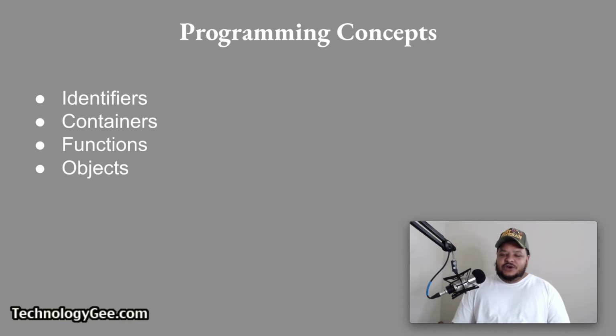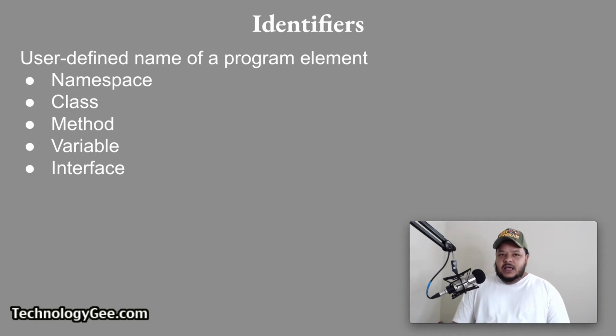And in this video, you will learn about the purpose and use of programming concepts such as identifiers, containers, functions, and objects. Identifiers. An identifier is the user-defined name of a program element. It could be a namespace, class, method, variable, or an interface.